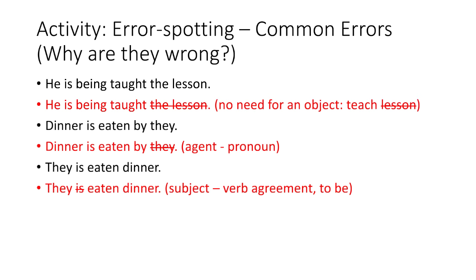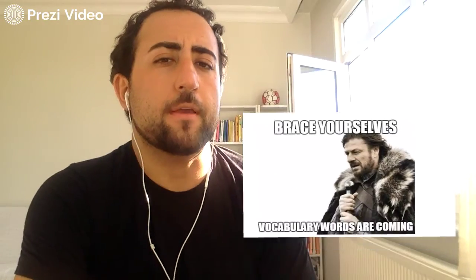The last one, "they is eaten dinner". So, of course, there's a subject and verb disagreement here. So we have to cross out "is" and put "are" or "were", whatever it may be.